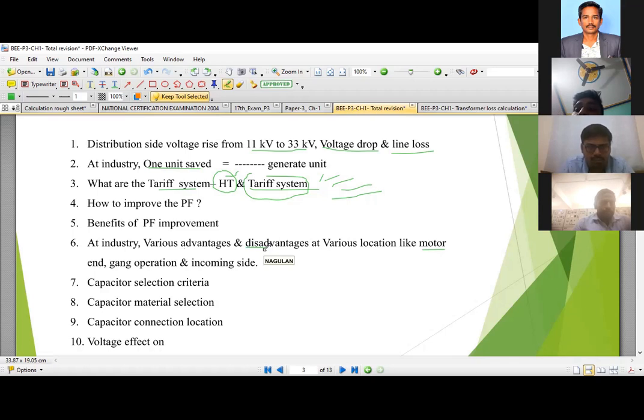At industry, various advantages and disadvantages at various locations. Benefit of power factor improvement, like the motor. Near the motor side, the capacitor is connected. Voltage is standard. Better voltage improvement at the motor terminal. Yes, better voltage, that is a keyword, very important.